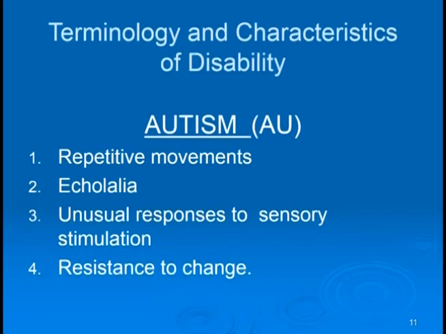Children with autism may exhibit some or all of the following characteristics: repetitive movements, which would include rocking or hand flapping; echolalia, which is repeating what they hear; unusual responses to sensory stimulation, that is to say they have a hard time handling noise or someone sitting too close to them; and finally resistance to change, any change in the routine such as a substitute driver, a different seat, etc.